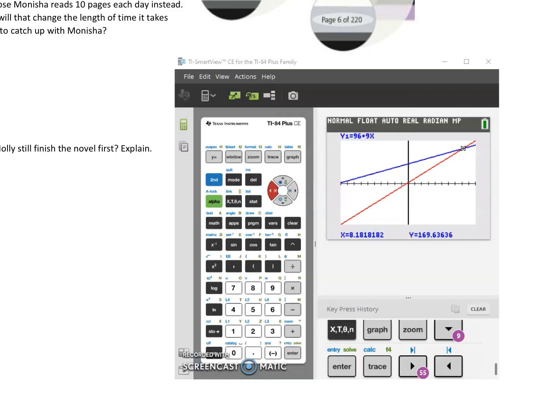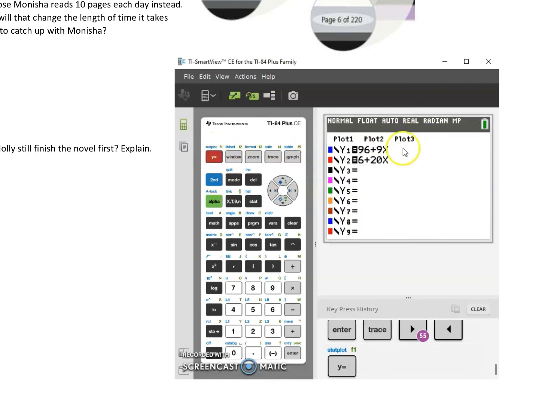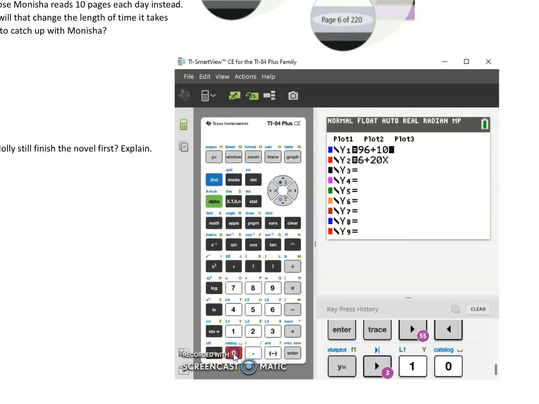Okay, so Monisha is going to change her reading rate, so that's going to change her equation. I'm going to go back to the y equals on the graph. Instead of a 9x right here, she's going to read 10 pages per day. I'm just going to arrow over. So I'm on top of the 9. I'm going to type in a 10. It just totally replaced what was underneath my cursor.